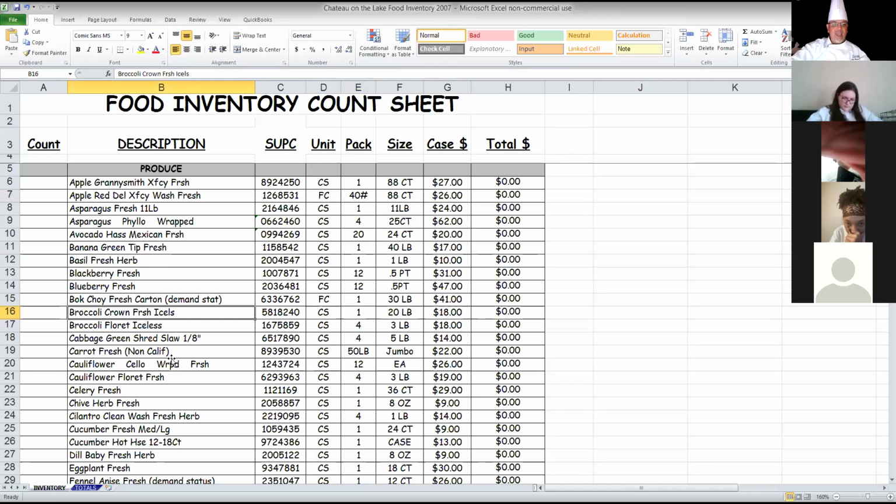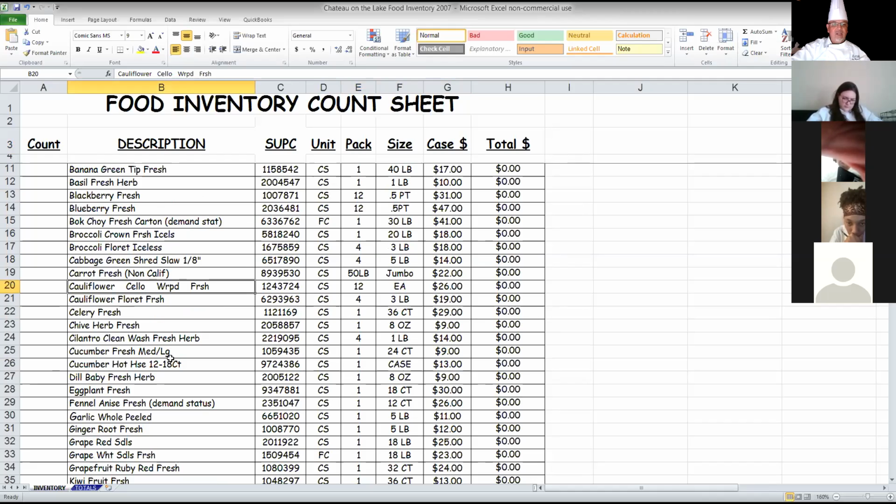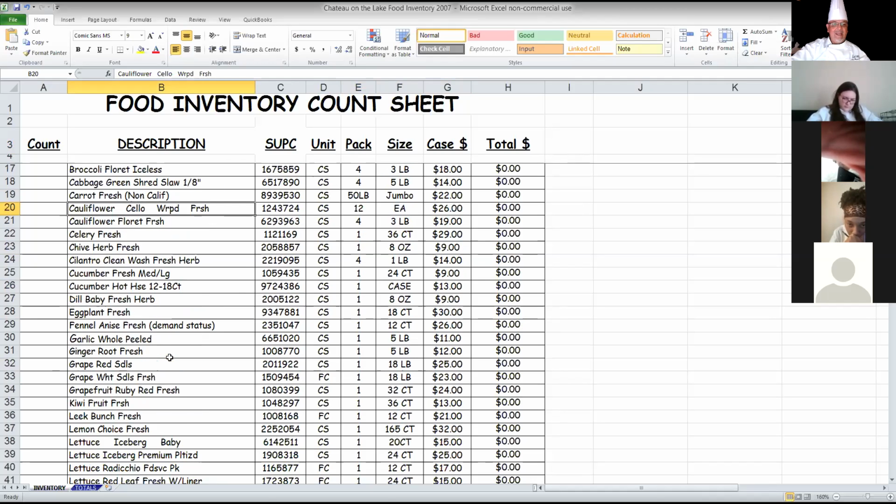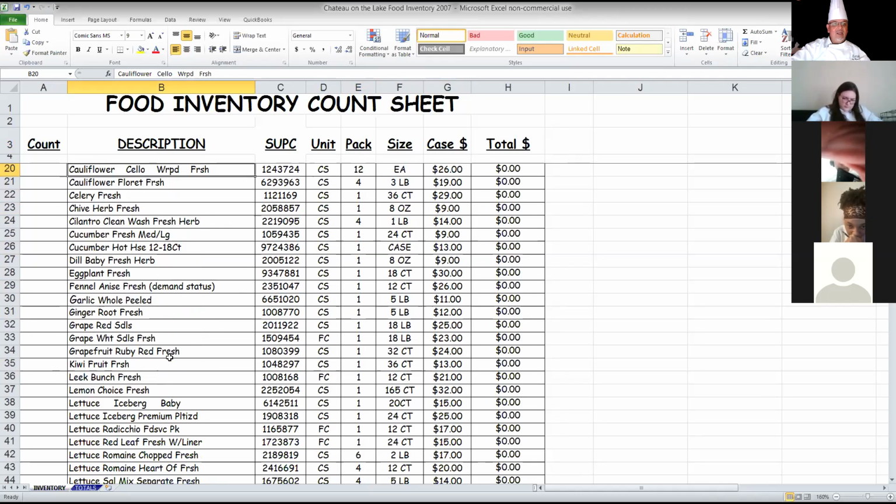Bananas, broccoli, cabbage, cucumber, cilantro, baby dill, eggplant, anise, garlic. Now garlic here is $11. That was back in '07. Garlic now, peeled in the 5-pound tub, is about 19 bucks. So you take 19 divided by 5 pounds, and that's how much 1 pound of garlic costs you. Divide that by 16, and that is how much 1 ounce of garlic costs you.